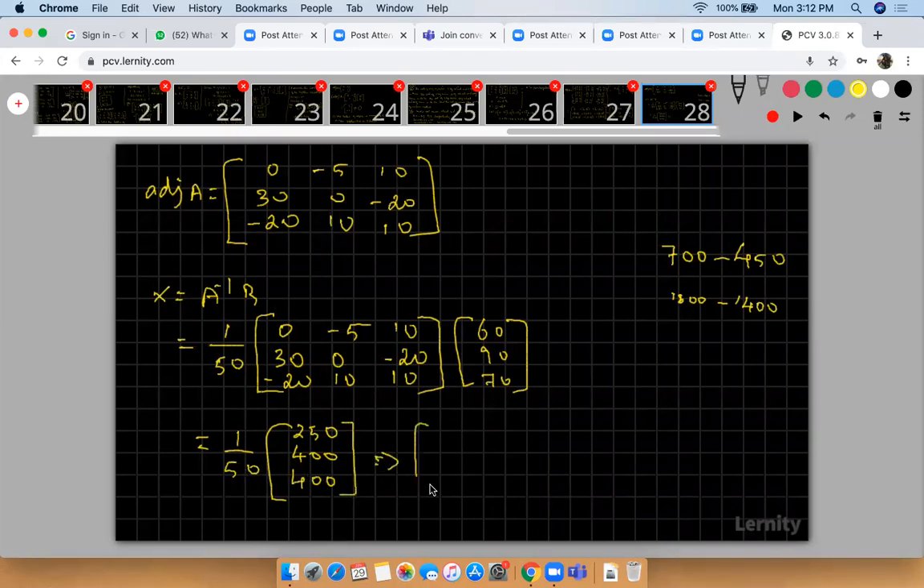So therefore the left hand side is we are having x, y, z. Right hand side we are having, that means divide 250 divided by 50. What is the answer? It is 5. And 400 by 50. What is the answer? It is 8. Okay, and 400 divided by 50. What is the answer? It is 8. Okay, which implies your x is equal to 5, y is equal to 8, z is equal to 8.